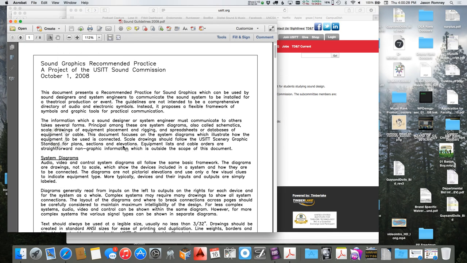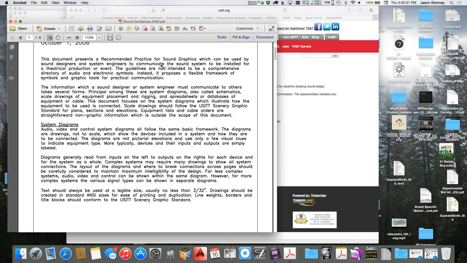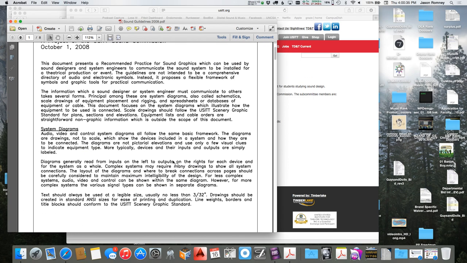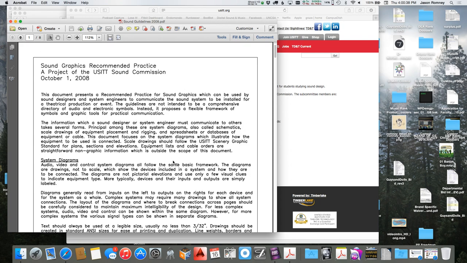But this is the basic document, and I encourage you to go through and read all of this. There's some important things in here about how it's supposed to work. But the basic idea behind a system diagram, and this is an important thing for you to wrap your head around, is that you're not drawing a picture of a sound system. Okay, you're drawing a diagram of signal flow. So what you draw does not need to look like the sound system. It does not need to look like the actual equipment. It does not need to look like the way it actually connects up. It's about the way that sound and signal flow from one thing to another, how things connect from one thing to another. The physical cabling infrastructure may be slightly different than what is on your diagram, and that's okay.